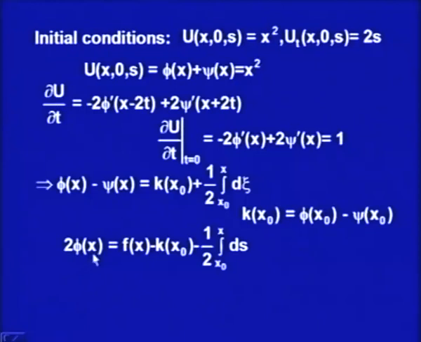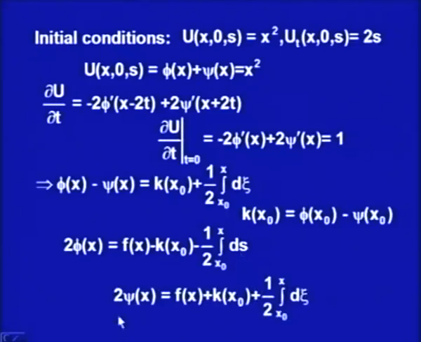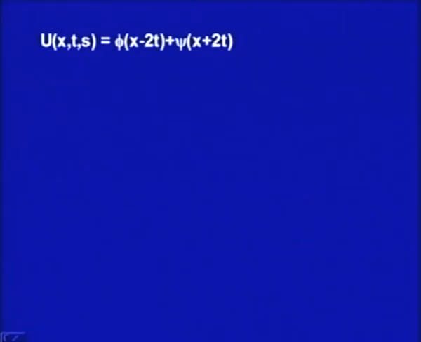We are getting 2 phi(x) is equal to f(x) minus k(x0) minus half integral from x0 to x of d psi, and 2 psi(x) is equal to f(x) plus k(x0) plus half integral from x0 to x of d psi. So, this s we are just taking out rather than using s, because this s should not confuse with our parameter s. So, what we get as the solution is u(x,t,s) as phi of (x minus 2t) plus psi of (x plus 2t).